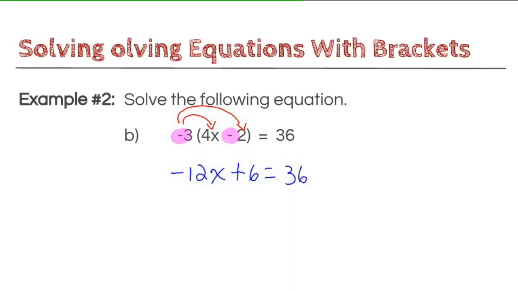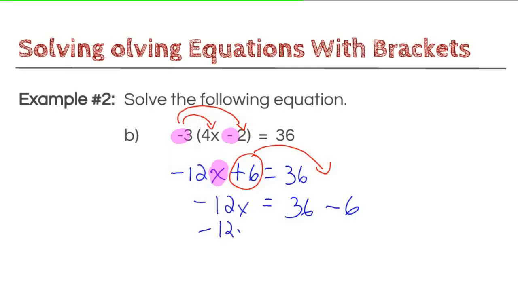So now what I'm looking at is a simple two-step equation that I need to solve. My variable is x. I'm going to get rid of the plus 6, move it to the other side, and make it negative. And then I'm left with negative 12x on the left-hand side. Cleaning this up, 36 take away 6 leaves me with 30. And now I'm going to divide both sides by negative 12. Whatever I do to one side, I do to the other.